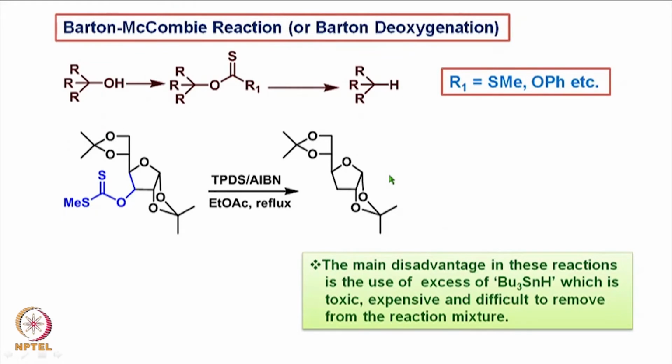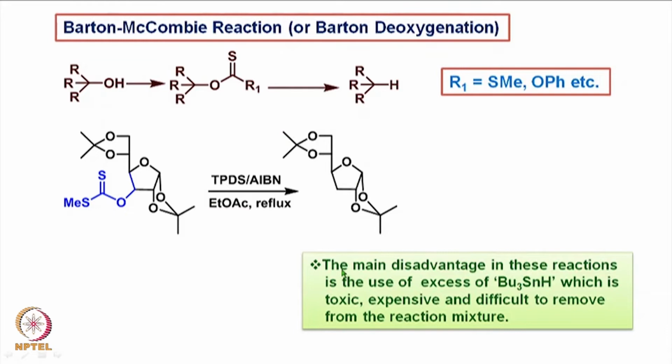Then we also looked at the Barton McCombie reaction, also known as the Barton deoxygenation reaction, in which we can convert a hydroxy compound to the corresponding hydrocarbon. Particularly it is very useful for the conversion of a tertiary hydroxy compound to the corresponding hydrocarbon. That means the carbon hydroxy bond is replaced by the carbon hydrogen bond going via the corresponding thiocarbonyl compound of this kind here, where R1 is S-methyl, O-phenyl, etc. We made use of that in the conversion of a sugar derived thiocarbonyl compound like this to the corresponding deoxygenated product of this type here, but here we use tetraphenyl disilane as a reagent in place of the tributyltin hydride.